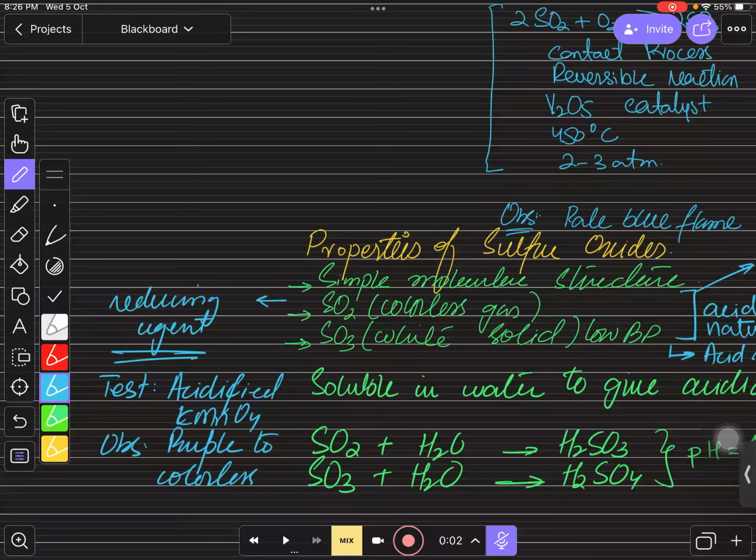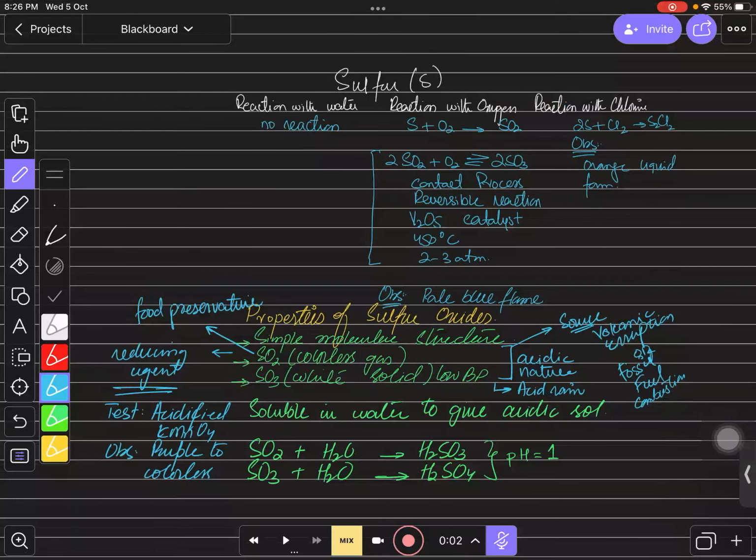And also sulfur dioxide is a very useful gas as well. It is used as a food preservative. It can be used for food preservation, right? So it is very important to remember this information, as it is quite important for past paper questions, and you need to learn all of it.